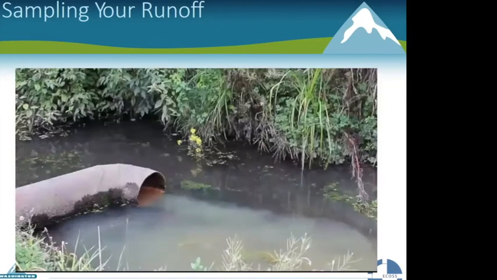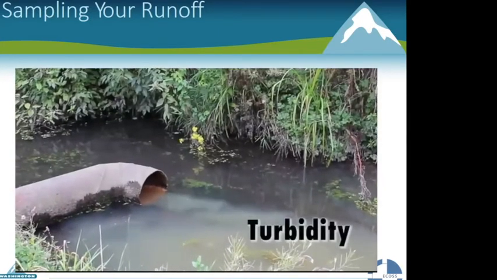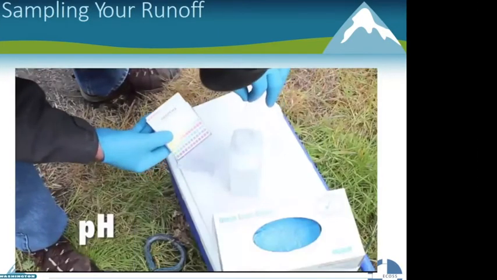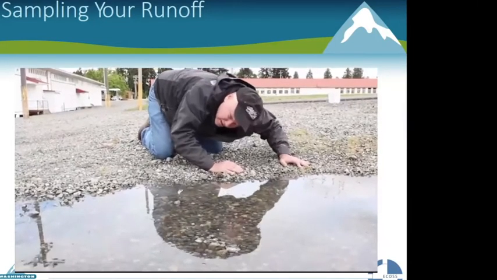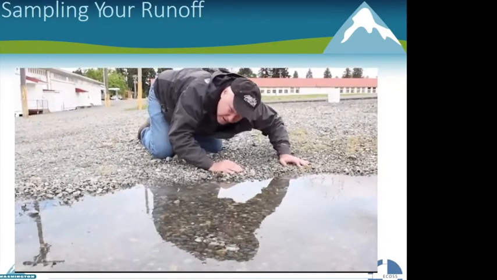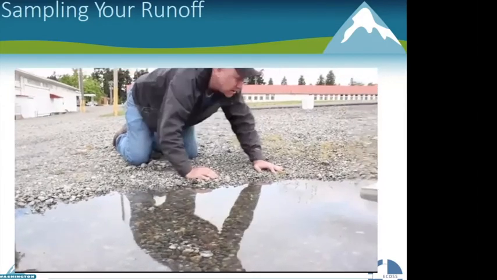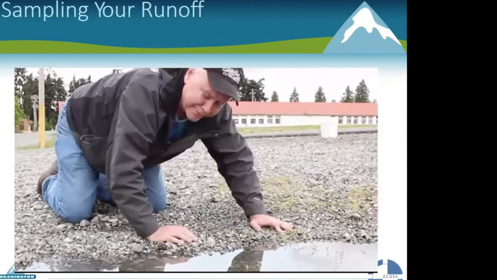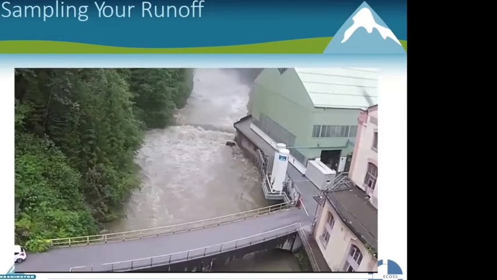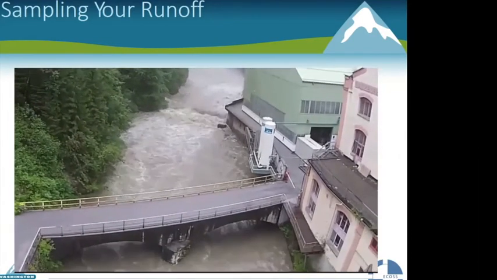We'll start with what pollutants you need to sample for: turbidity or cloudiness of the water, pH, total zinc, and total copper concentrations. In addition, you must do a visual check for oil sheen. This is simply a yes or no and does not need to be analyzed by a lab. You may have additional pollutant types you need to sample for based on your industrial activities. Check the permit for those requirements.